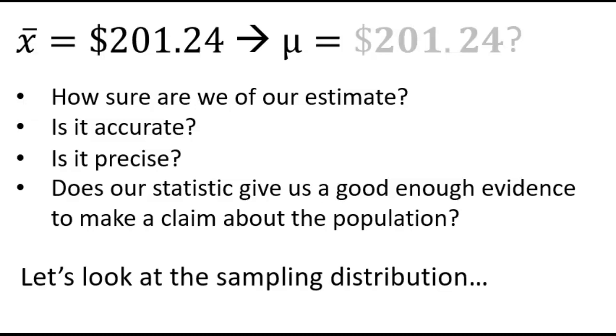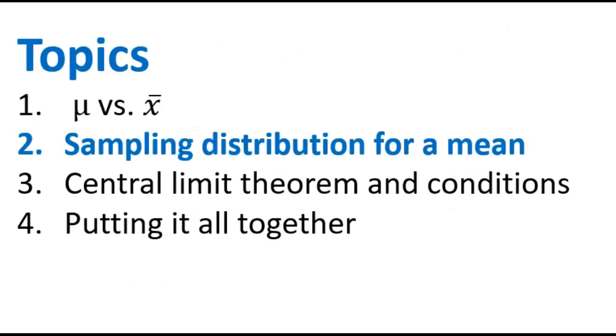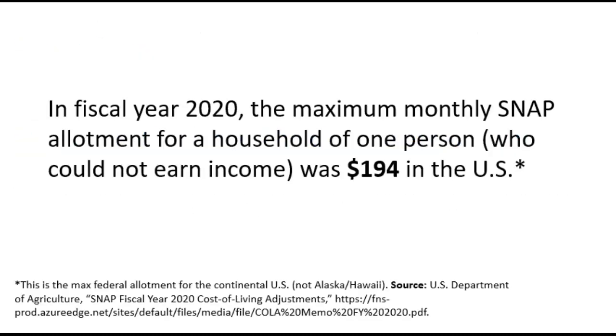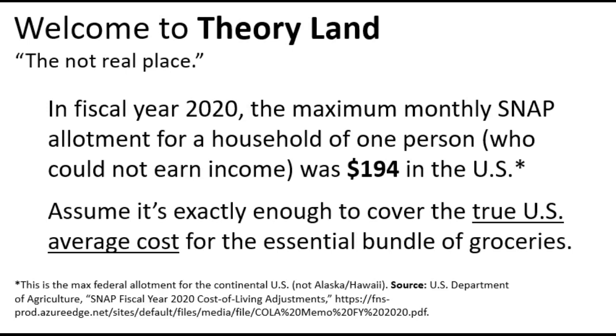So the idea is, let's take a look at a distribution of what sample means look like. Okay, now we talked about proportions, but let's use sample means. And here's the assumption that we're going to use for, we affectionately call it theory land, which is actually knowing the parameter. So 2020, we're going to use $194, and we're going to assume that that's the exact average cost.